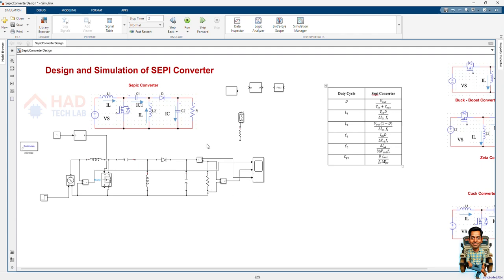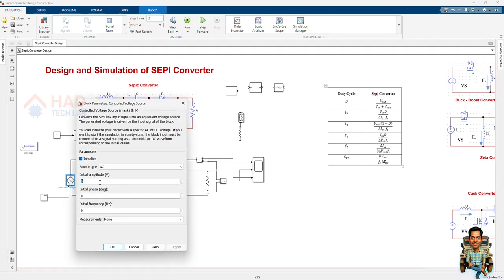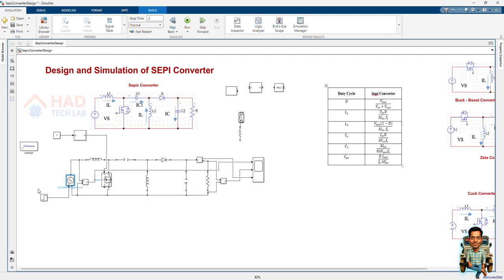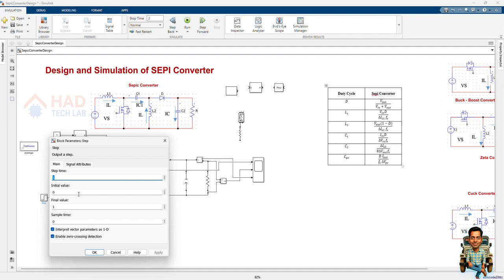Current through the resistance R. Okay, so let us take here the initial amplitude, which I will consider as a, and here I change it to DC. Apply. Okay. Let me take the step input to 0 here, then input VIN, then apply. Here also I choose the final value as V in, the input voltage.